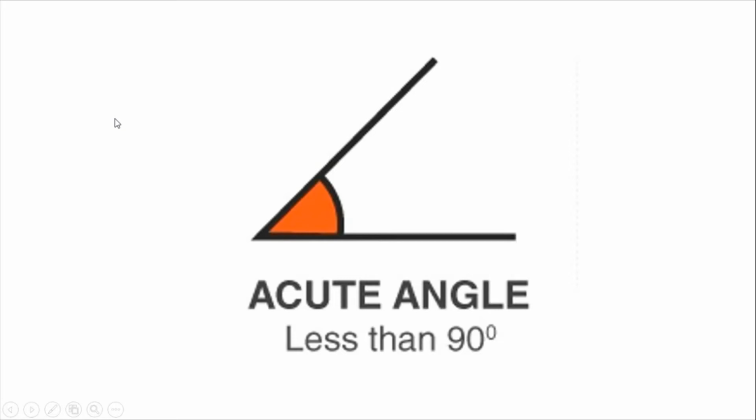So we've got acute angles. Acute angles, and these are the smallest angles. These are the angles that are less than 90 degrees, so less than a right angle. Okay, it could be 45 degrees, it could be 89 degrees, it could be 2 degrees, as long as it's less than 90. So these are the smallest ones.